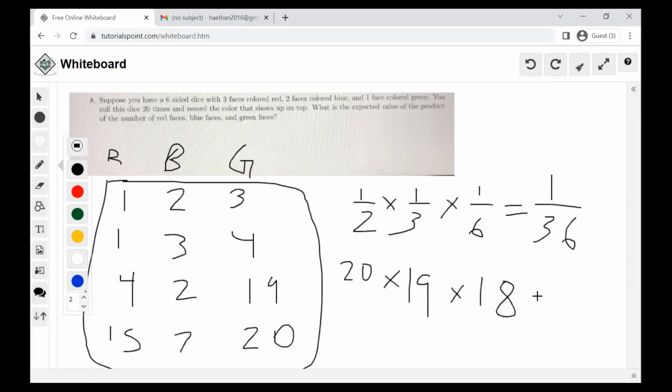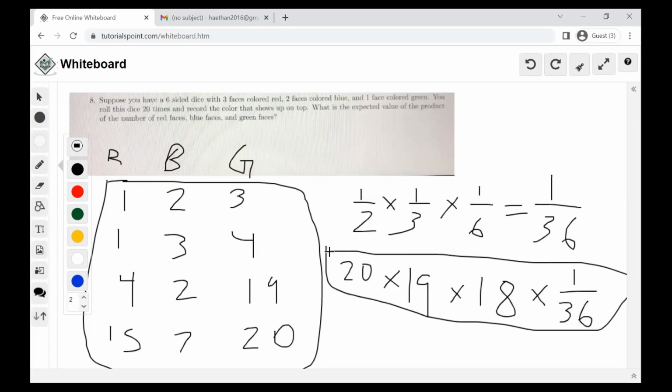And then on average, each of these triples is red, blue, and green 1/36 of the time. So that means the average number of triples that works, which is equal to the expected value of the product, is equal to this, which you can see equals 190.